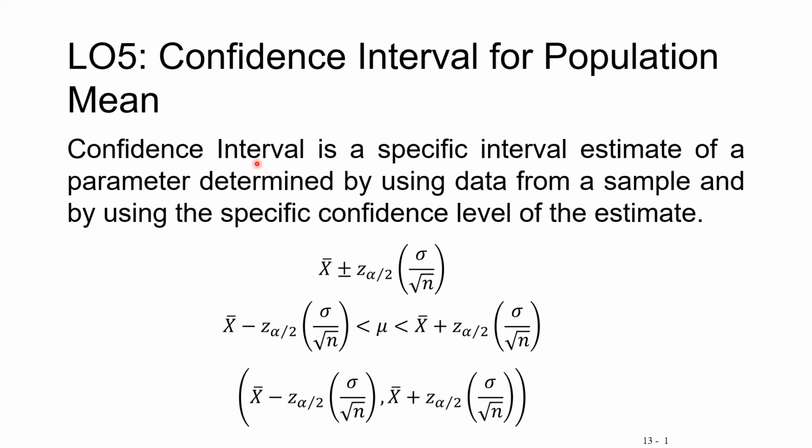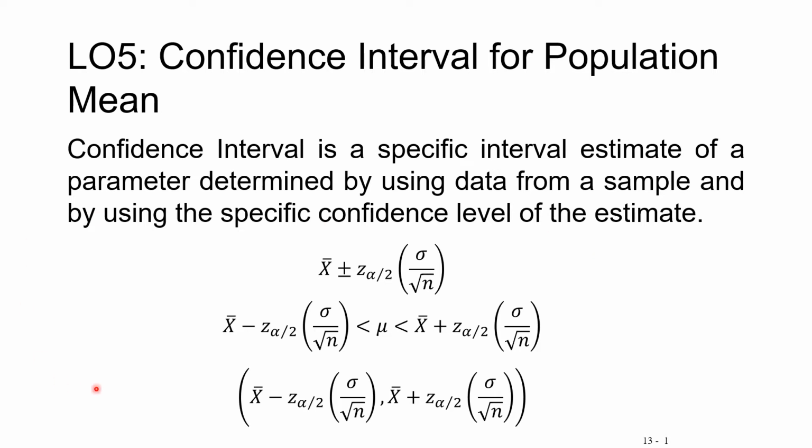Dear students, now we will look at the fifth learning outcome, which is how to determine the confidence interval for population mean. So confidence interval is determining the specific interval, which is an estimate of a parameter by using data from a sample. And confidence in this confidence interval depends on a specific confidence level. So the confidence level can vary between 80 to 99%.